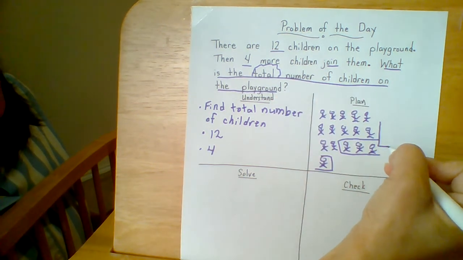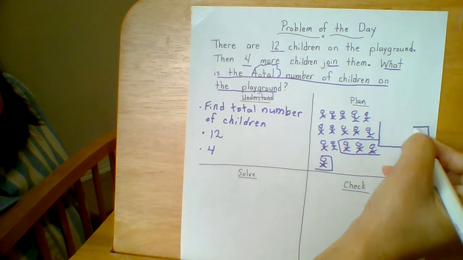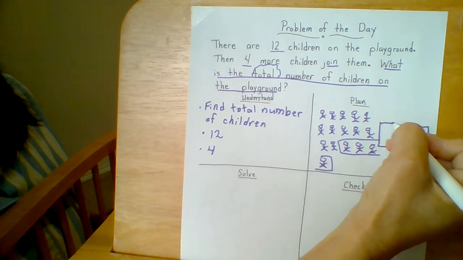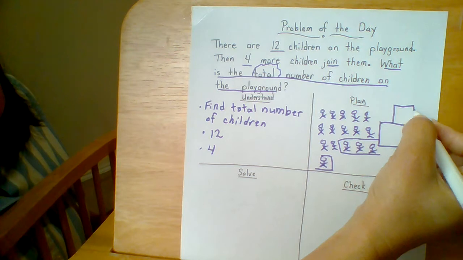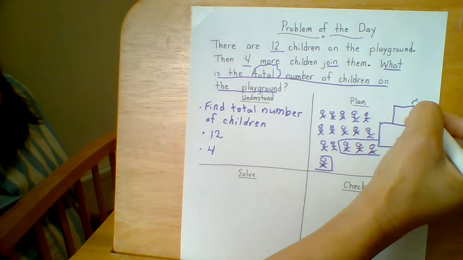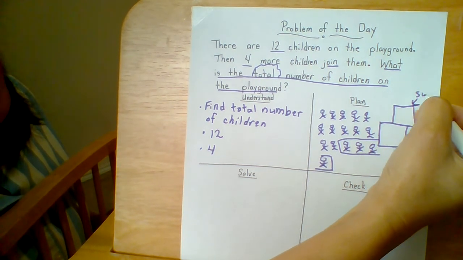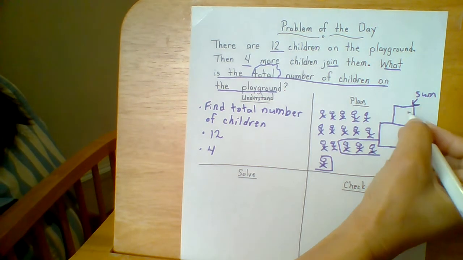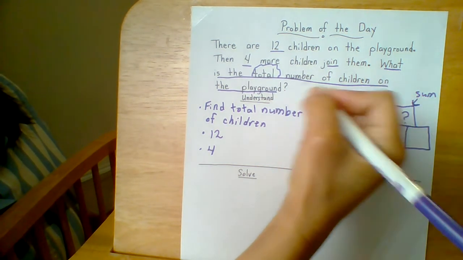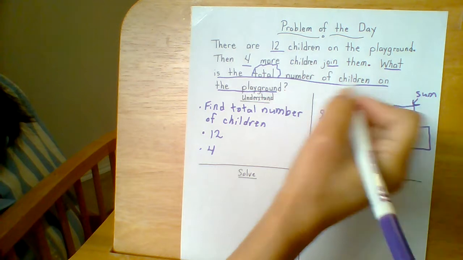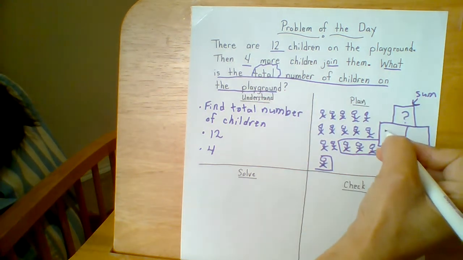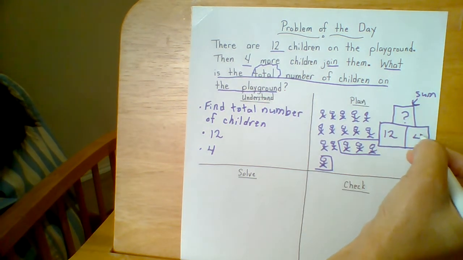I also want to put this in a part whole chart so I can be familiar and remember what my part whole chart is. Remember that up here is your sum or your total. We don't know what that is yet because that's what the question is asking us to find. What is the total number of children on the playground? One part is 12 and the other part is 4.